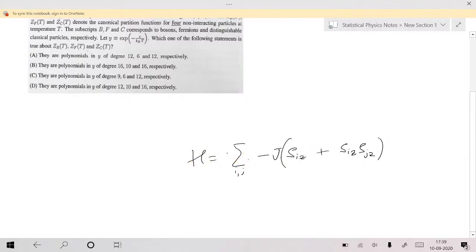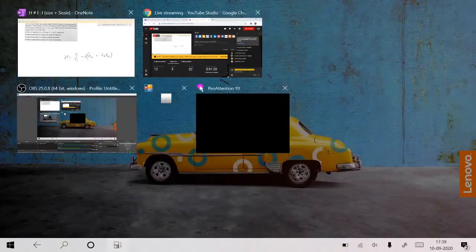Sir, actually, screen cannot... I can't see. Okay, wait, wait. I just forgot to share.